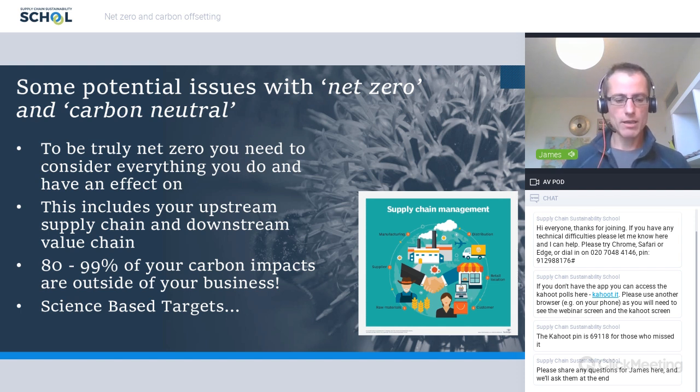Particularly in our sector, the vast majority of our carbon impacts can lie outside of our own organization. Between 80 and 99% of our carbon impacts could be in the supply chain and the value chain. So to say that you are carbon neutral without considering your value chain is a little bit misleading. And science-based targets use the term net zero as well, because that's one of the things that we're looking to get towards, of course, with the Climate Change Act.